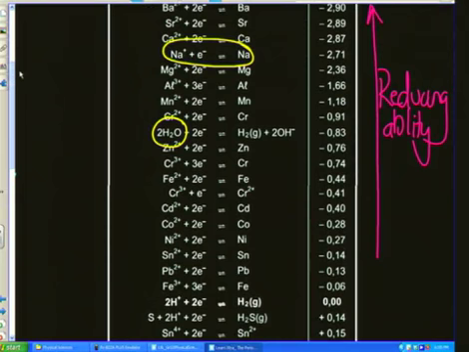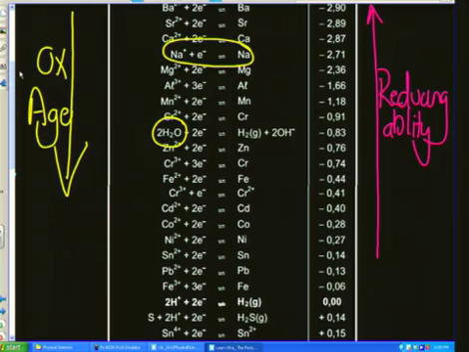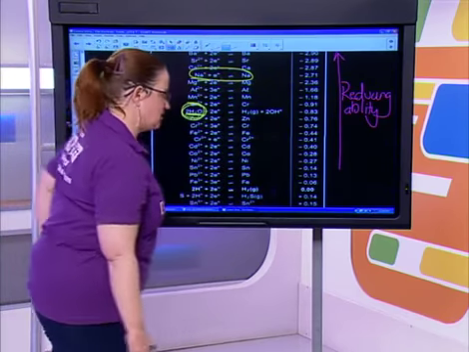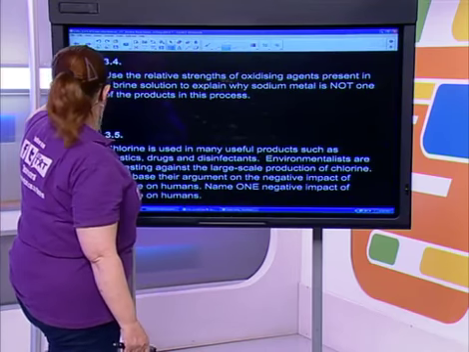The point here is that the water is a better oxidizing agent. Remember, as you go down the table, the oxidizing agents become stronger. So H2O is a much stronger oxidizing agent than sodium. So the H2O is more likely to be involved than the Na plus. Because this is a better oxidizing agent, it's going to get reduced rather than the sodium. What am I saying, reduced? Oh, look at that.